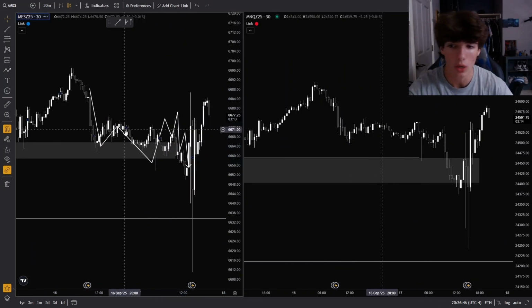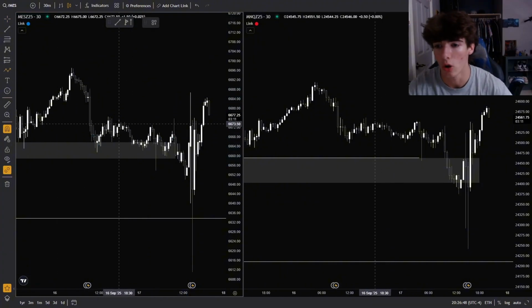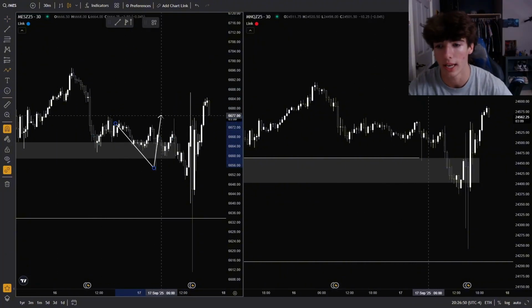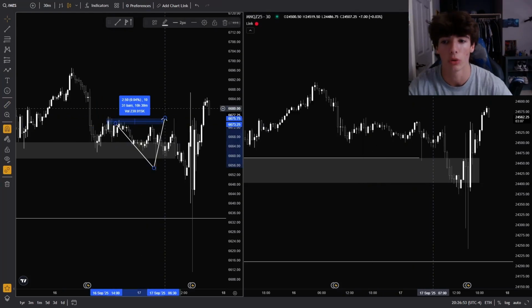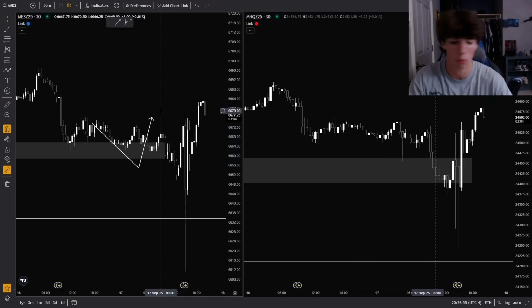However, if we don't get that, we can always look to see on open a sweep of that low down here and then look to trade back up to take some of this generated liquidity. So I'm watching to see which direction the market wants to go on open.